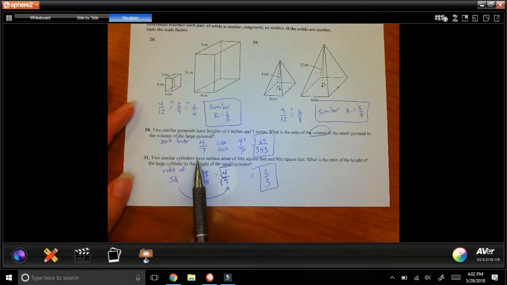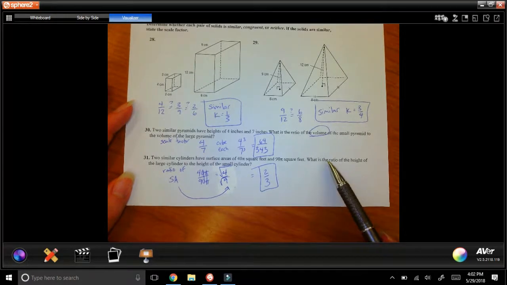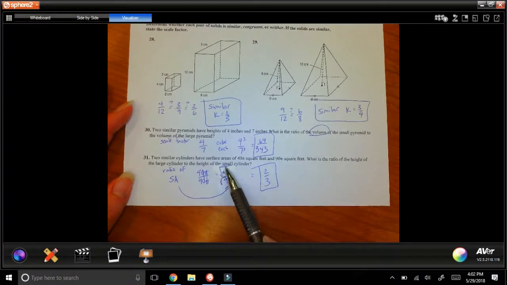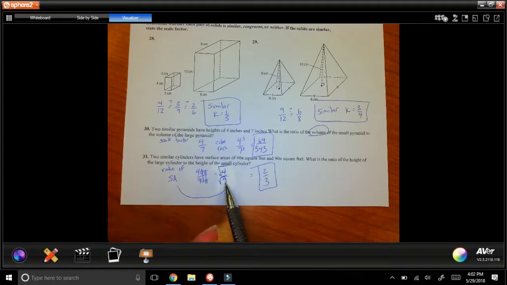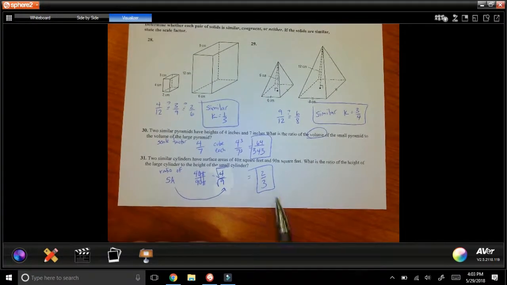For 31, it gives you the ratio of the surface areas to be 40 pi to 90 pi. When I simplify that, I get 4 to 9. And then to find the ratio of the heights, you can take the square root of each. Because this is the ratio of the surface areas, you need to take the square root to go back to the ratio of the heights.